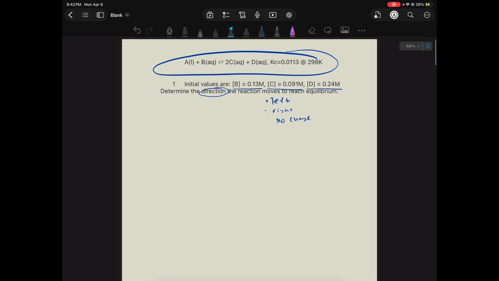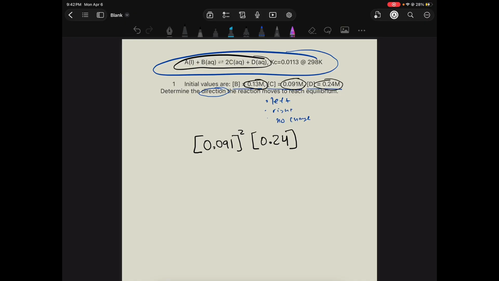So we're given this initial reaction, which means that all we really have to do is just plug it in. We see that B is 0.13, C is 0.091, and D is 0.24. So the first thing that we would want to do is 0.091 squared times 0.24. How this works is the coefficient here becomes the exponent, and since D didn't have any coefficient, it just means that it's 1. So right here it's just to the power of 1. And then all of that divided by the B value, which is 0.13.